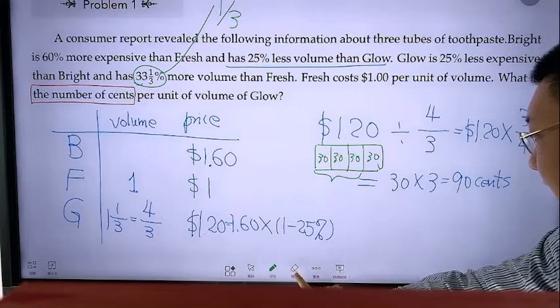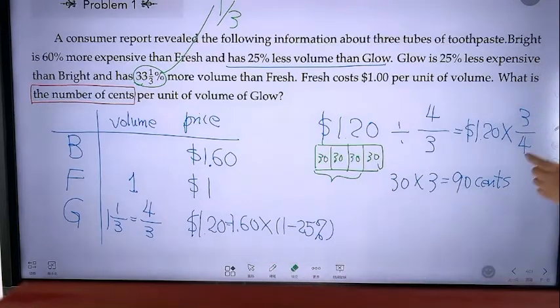So rigorously speaking, I should remove this equal sign. So this is about dollars, this is about cents. So that is question 1.